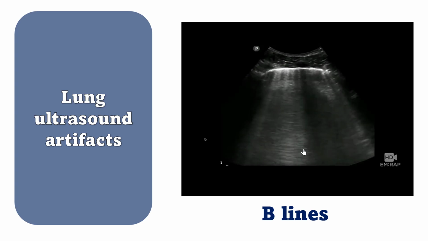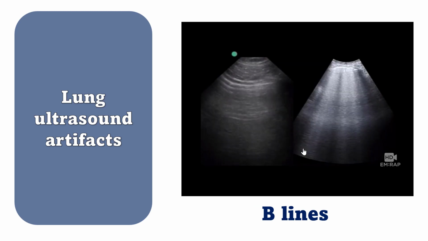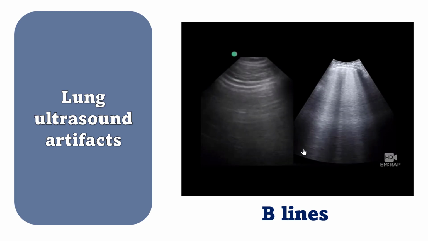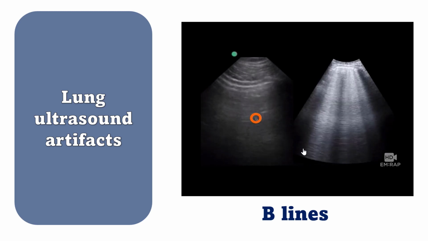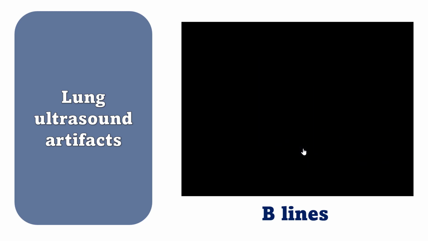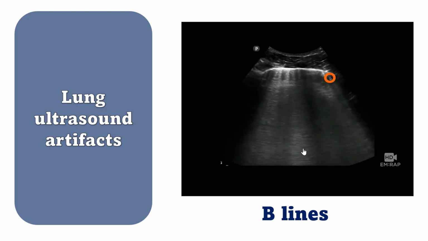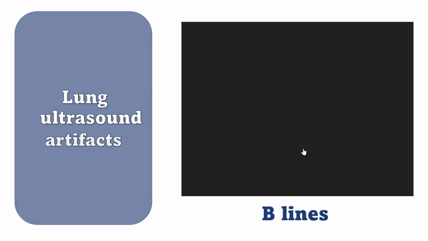These are the B lines. These are laser-like, extending from the pleura to the end of the screen, and they are dynamic, moving with respiration. The presence of more than 2 of these B lines indicates interstitial lung water, and you see the difference between the normal and the abnormal patterns.